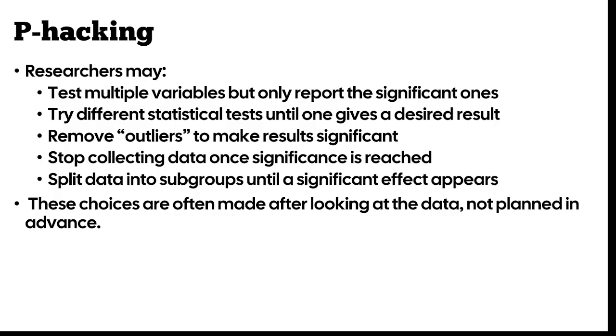Researchers might also stop collecting data when they reach a level that is significant, or they may even split the data into subgroups until they get a significant effect. So maybe they collect a whole bunch of data on university students, freshmen, sophomores, juniors, and seniors. And then they might go, well, I'm going to go by gender and analyze it here, and they find out, well, okay, it didn't look, let's keep going. I'm going to look at freshman females. I found something that's significant.